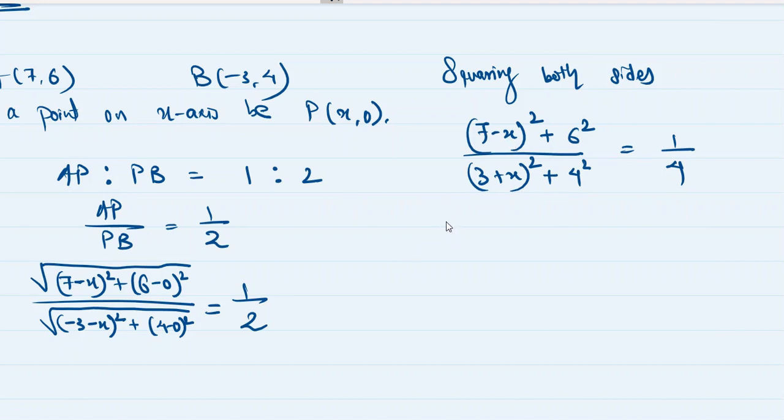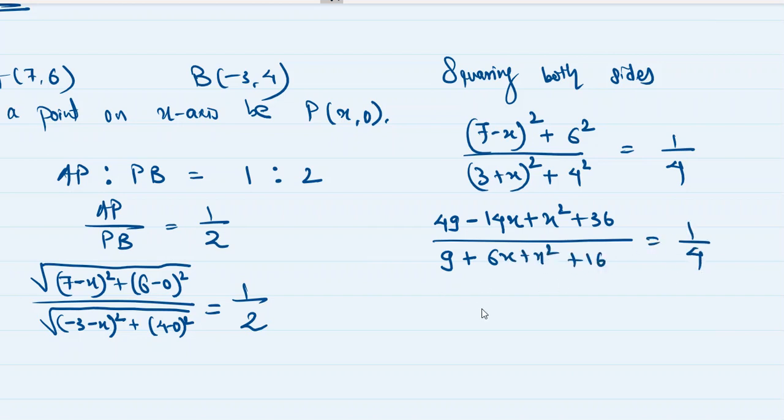Okay, so 7 minus x the whole square is 49 minus 14x plus x square, plus 36, the whole upon 3 threes are 9 plus 6x plus x square plus 16, is equal to 1 by 4. Let's first simplify and then write it properly. So x square minus 14x, 36 plus 49 will be equal to 85, plus 85 the whole upon x square plus 6x plus 25 is equal to 1 by 4.